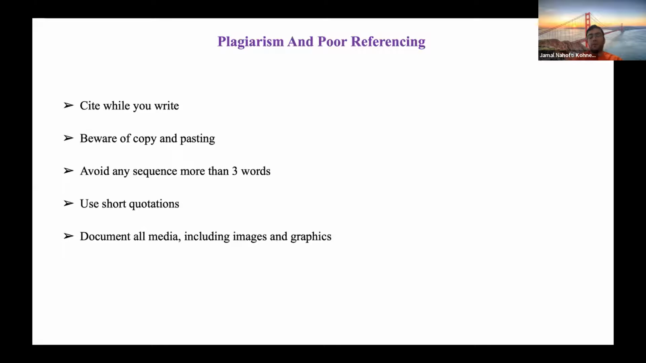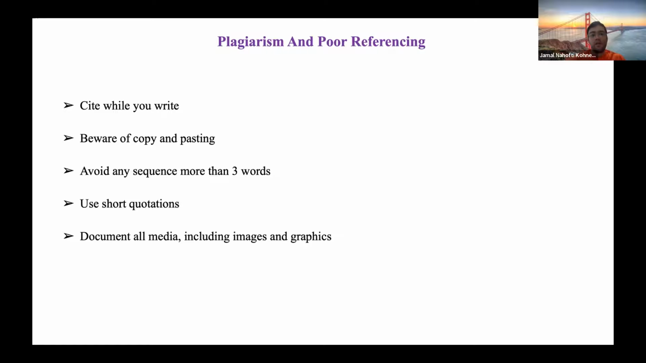The last problem and challenge which we have with the literature review is plagiarism and poor referencing. You can avoid this problem by citing while you write, because you are using multiple sources when you write the literature review. It's better to cite when you write, so you can avoid forgetting those citations later. And you can use different citation software such as Mendeley or EndNote. It depends on your preference.